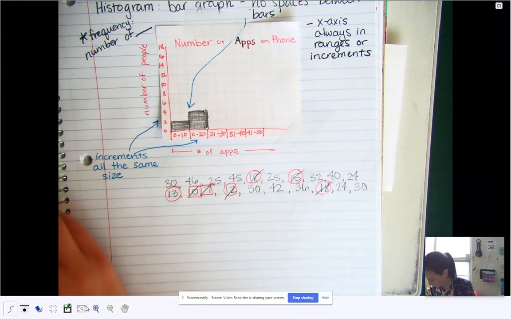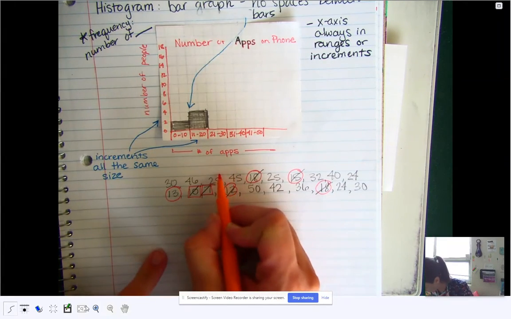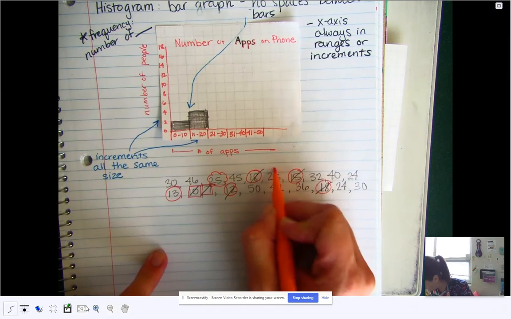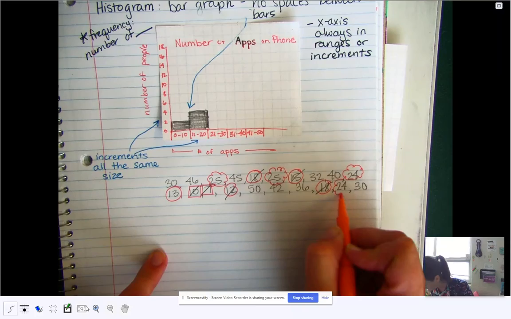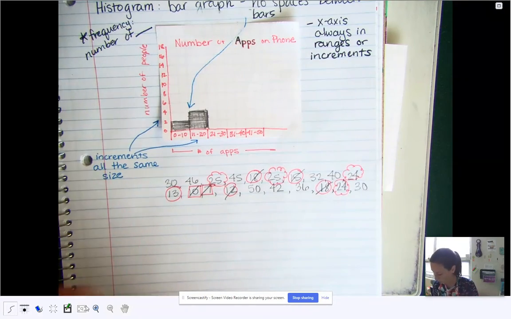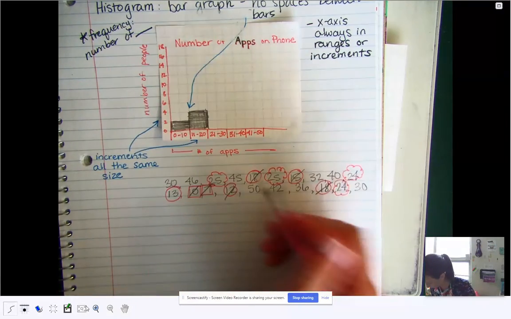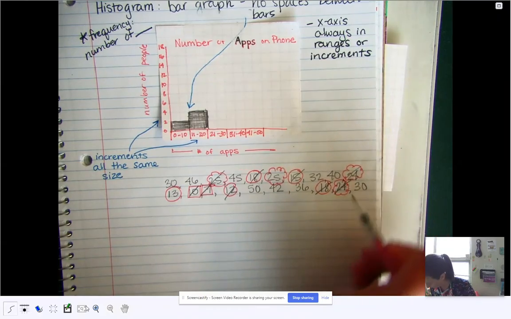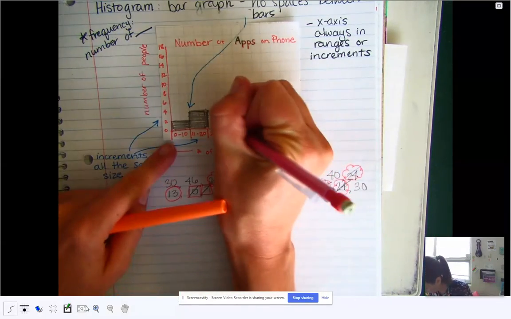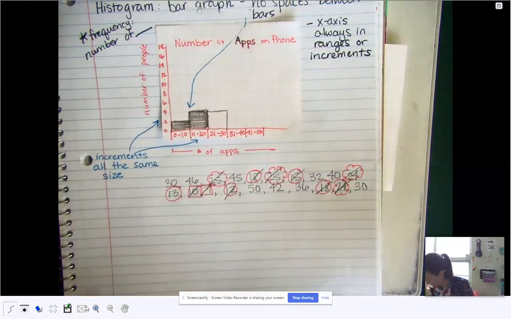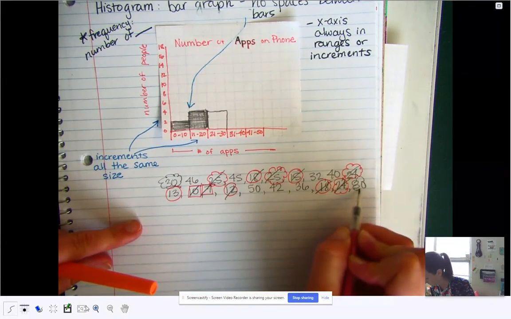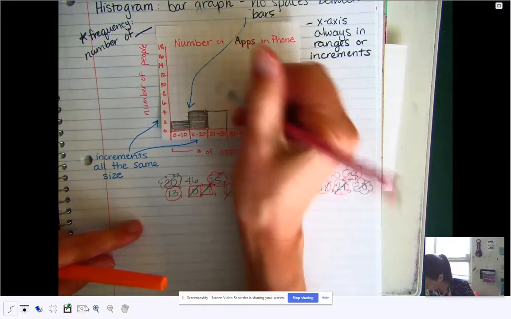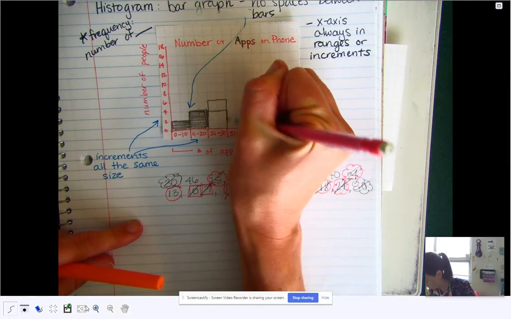In my 20s, let's see, I have 25, 25, 24, 24. So looks like I have 1, 2, 3, 4 there as well. 4 people in this range. Oh, and you know what? 30 should count as well. And I have 1, 2, 30. So actually, I have 6 in that range. Good catch, Miss Funk.